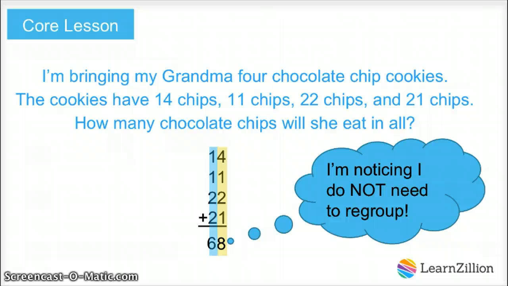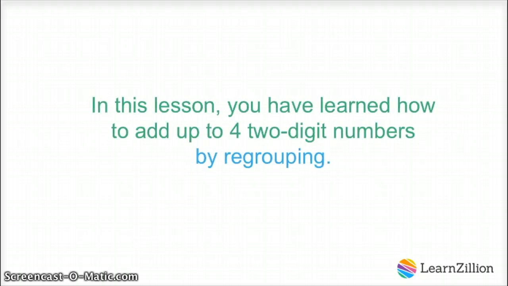When I look at the numbers in the tens place, 1 ten plus 1 ten plus 2 tens plus 2 tens makes 6 tens. 6 tens and 8 ones makes 68. 68 chocolate chips. In this lesson, you have learned how to add up to 4 two-digit numbers by regrouping.